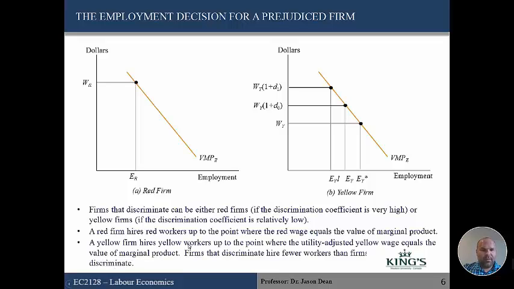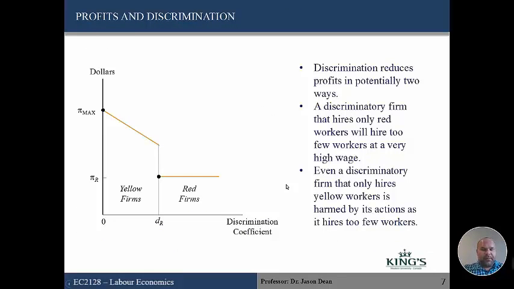Okay, so the bottom line is that in either case, as long as there's a positive discrimination coefficient, the amount of employment is going to be less than it otherwise would be. So let's look at the profits. If the discrimination coefficient is 0, that's where you would get the maximum profit. And that makes a lot of sense. The workers are equally productive. So if you're paying more for workers that are equally productive as other workers because you care about the color, then you're going to end up with lower profits.